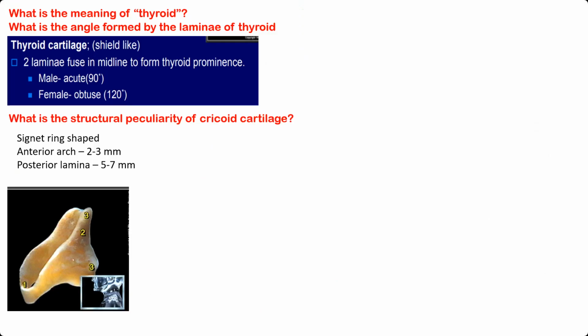Why is the posterior broader and the anterior smaller? Again, another food for thought. Think over it. Let somebody keep noting all these questions so that we can answer them at the end.